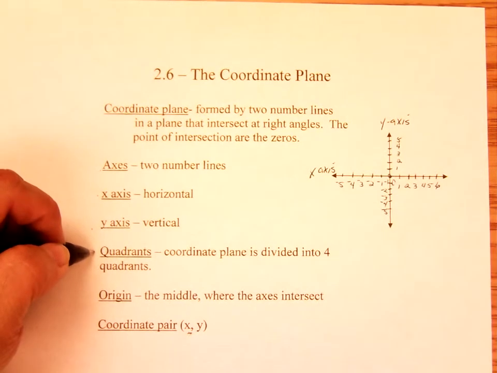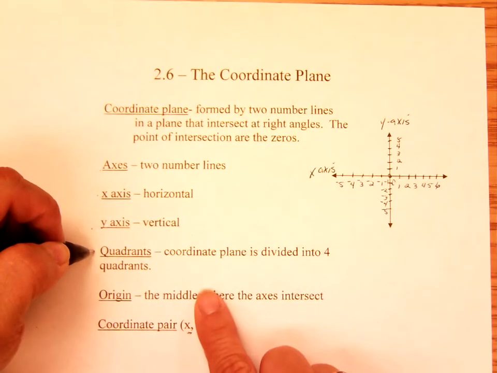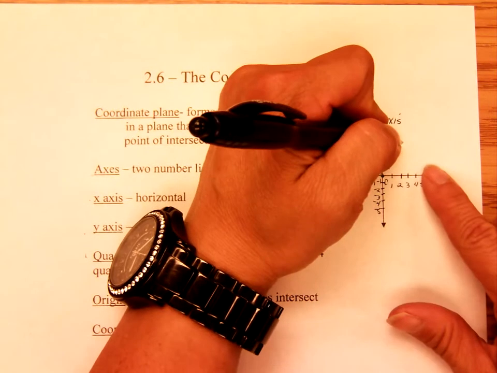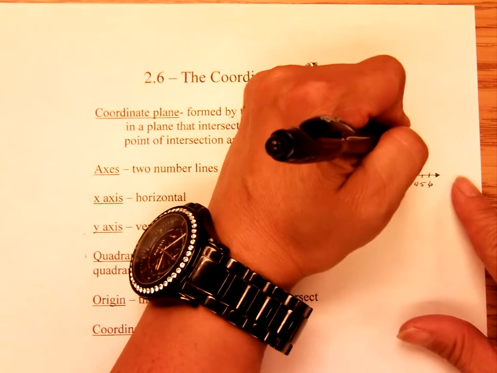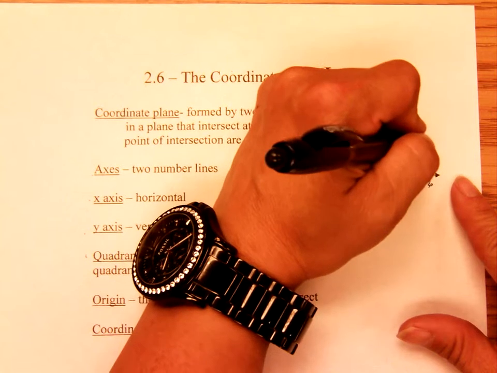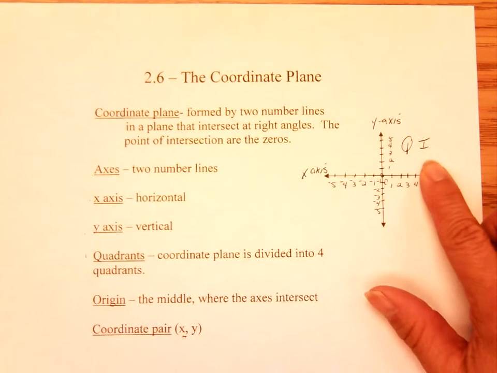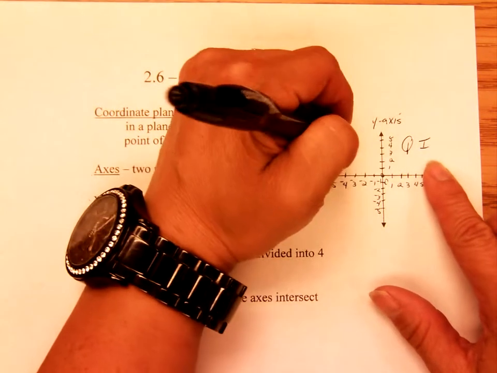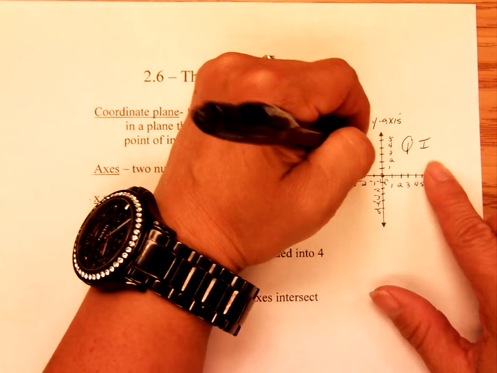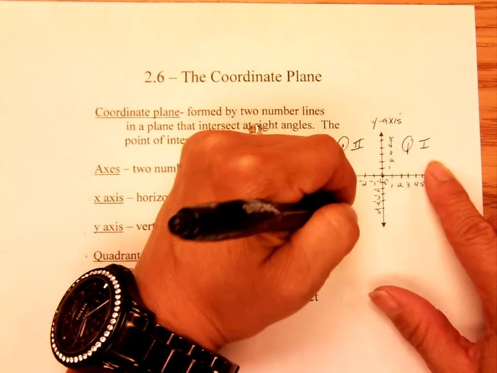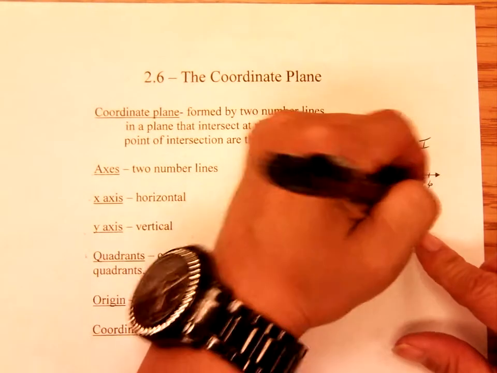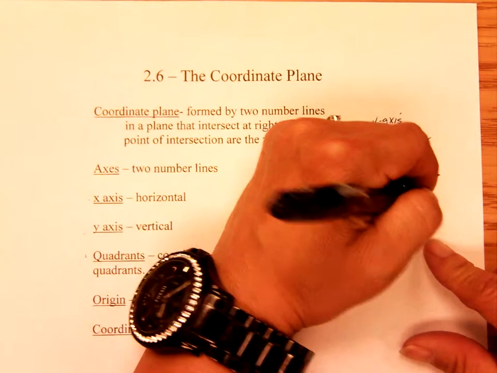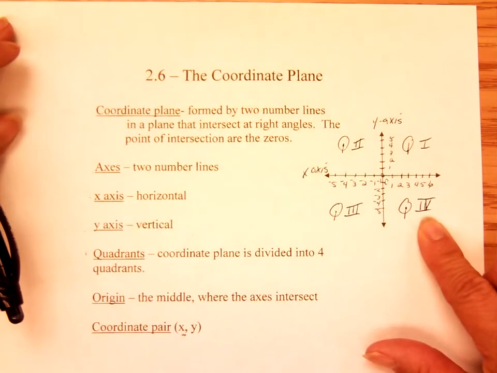Quadrants. The coordinate plane is divided into 4 quadrants. You start on the top right. This would be your quadrant 1. It's always written in Roman numerals. Quadrant I. You go counterclockwise. This would be quadrant II. This is quadrant III. And this is quadrant IV. You'll notice that it is written in Roman numerals, so you need to make sure that you write it in Roman numerals.